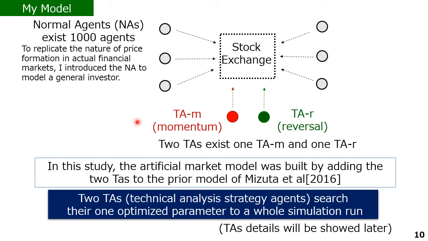And there are two TAs, TAM and TAR. The two TAs, technical analysis strategy agents, search for their one optimized parameter over a whole simulation run. The TAs' details will be shown later.